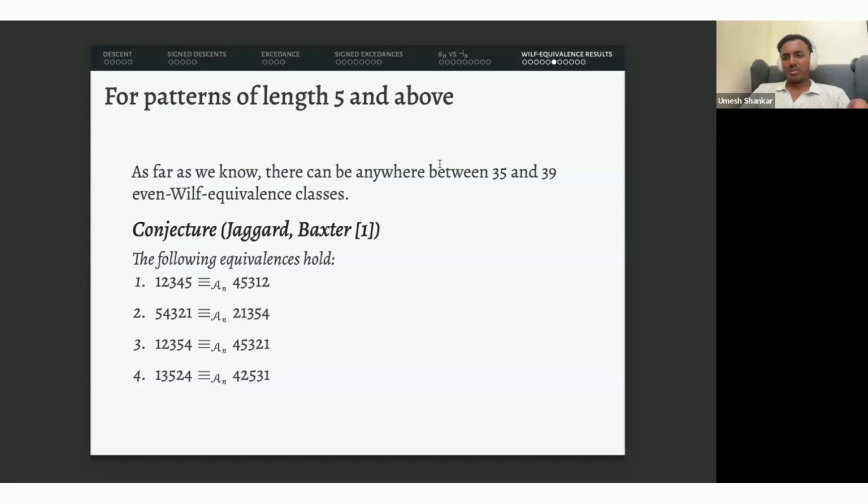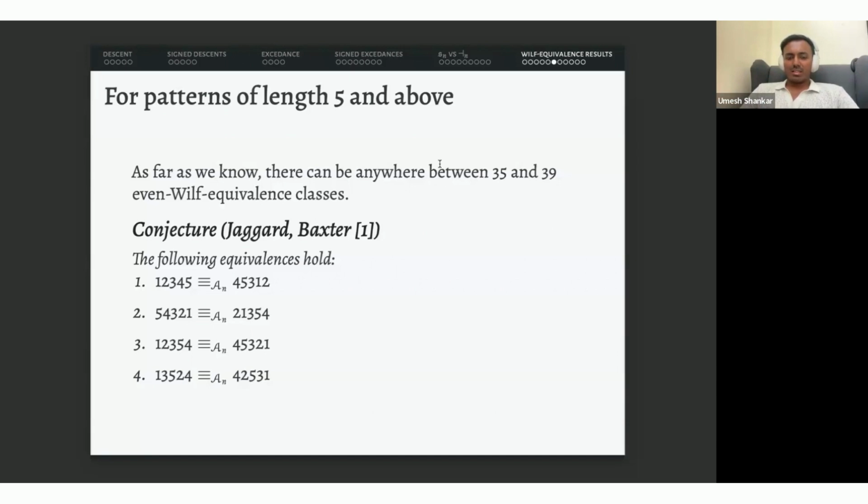If you look at, for example, the third equivalence, 1, 2, 3, 5, 4 and 4, 5, 3, 1, 2, they're actually just the reverse of each other. But this is somehow trivial over Sn. Over Sn, it is trivial that if sigma is a pattern, then if you reverse the pattern, it is Wilf equivalent. However, over An, it is not that simple because reversal need not preserve the sign. So it is slightly tricky in this situation.